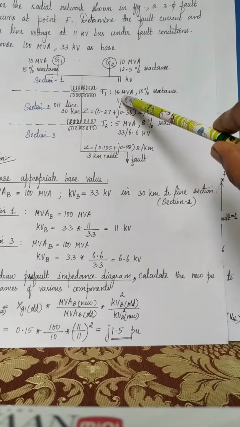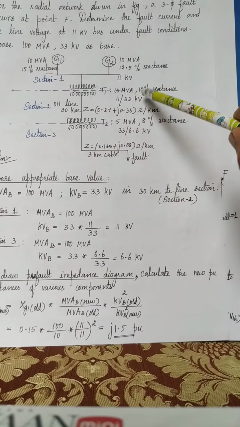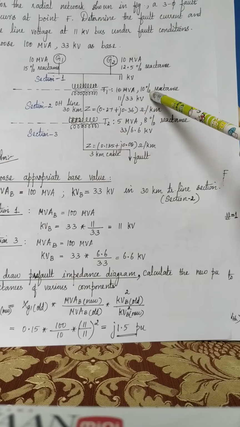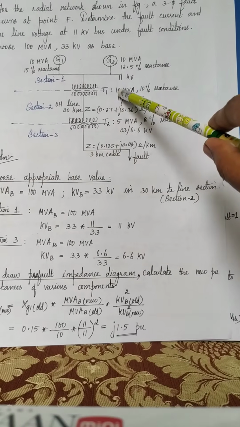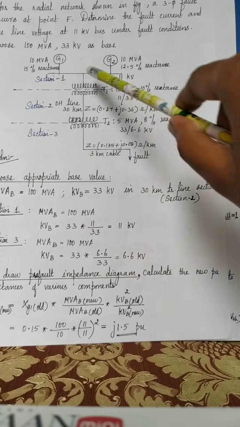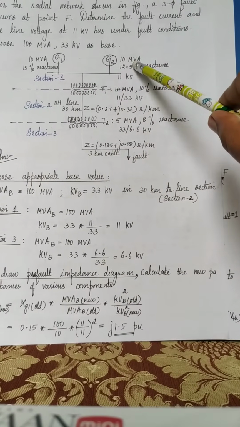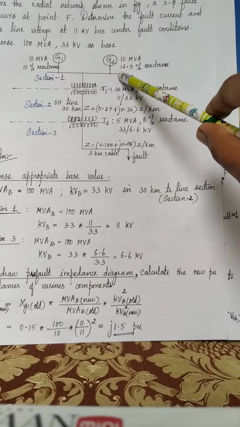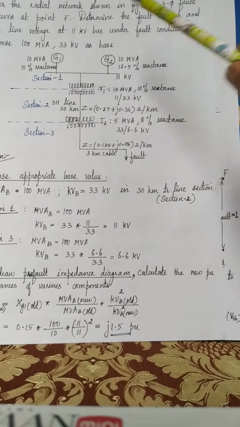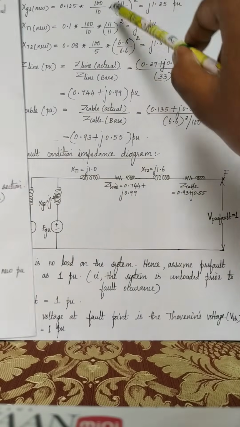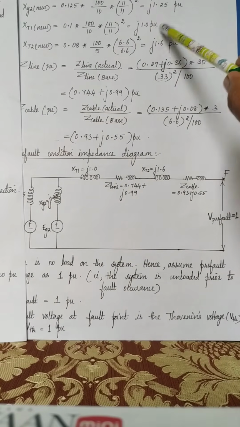XT1. What is the old value? j0.1 into, what is the new value of MVA? 100, divided by old MVA 10, into, with respect to the primary side, let us consider 11. Primary falls in section 1. So old is 11 kV. New is also 11 kV. Okay, so you'll get j1 per unit.